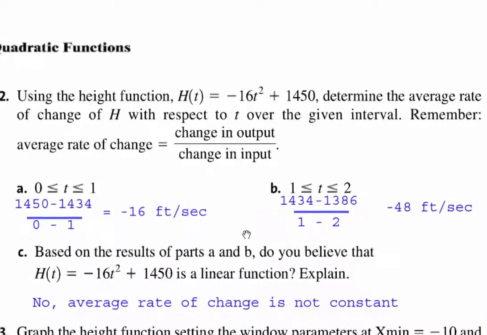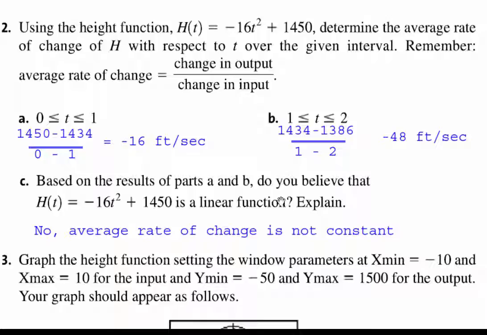Okay. And then part C says, based on the results, do you think we have a linear function? And of course, our answer is no, because the average rate of change is not constant, right? Our slopes are not constant. Earlier, I think in test 1, we conducted a test to determine if we had a linear function. And for us to have a linear function, we need the same slope or the same average rate of change. And in this case, our average rates of change are different. So we do not have a linear function.